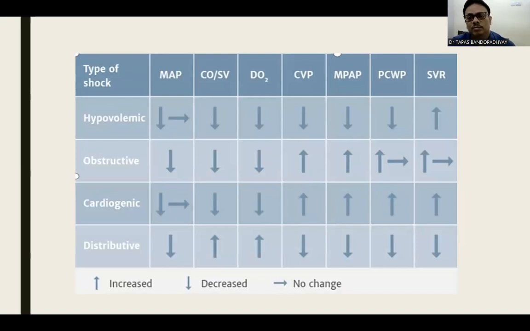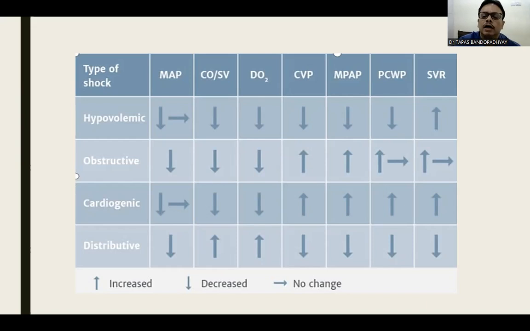Now, other parameters that we must know while dealing with shock include the central venous pressure. In right-sided heart failure or shock due to right-sided heart chamber problems, the central venous pressure will be high. The central venous pressure will be high in cardiogenic and obstructive shock. Obstructive shock, as I already told you, could be due to tension pneumothorax or cardiac tamponade. And the CVP will be low in hypovolemic shock or distributive shock, the prototype of which is septic shock.